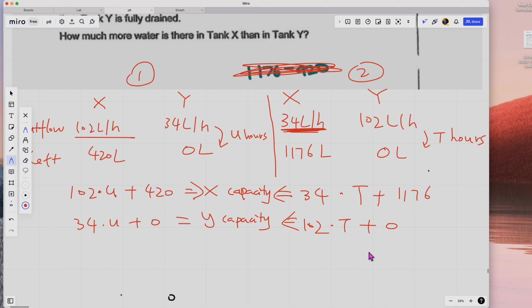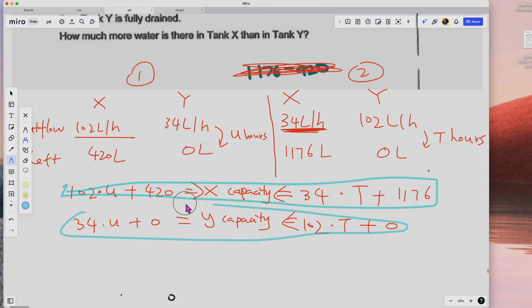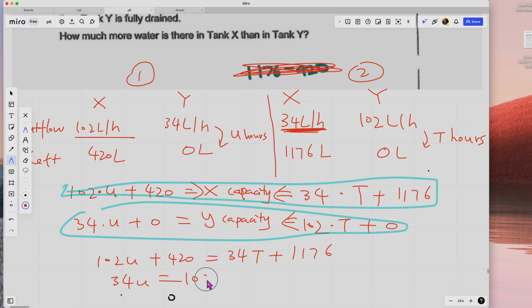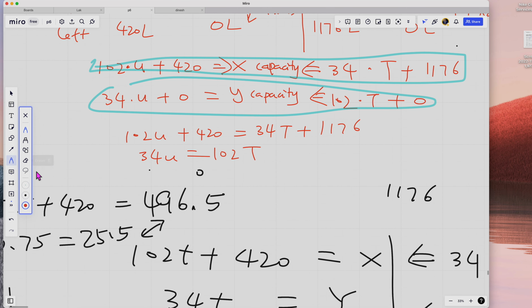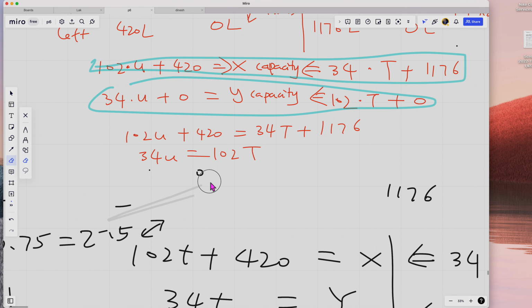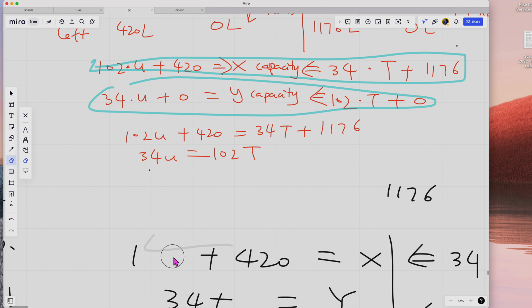So with this you can actually combine this together. Then you can also combine these together. Okay, so let's do it. So 102U plus 420 is equal to 34T plus 1176. Then of course below is 34U is equal to 102T. Okay, good. So let me just erase some of our work from last week. It's not needed here.